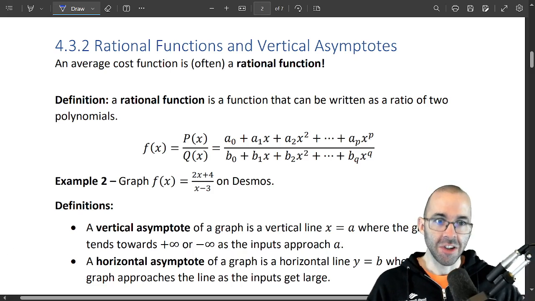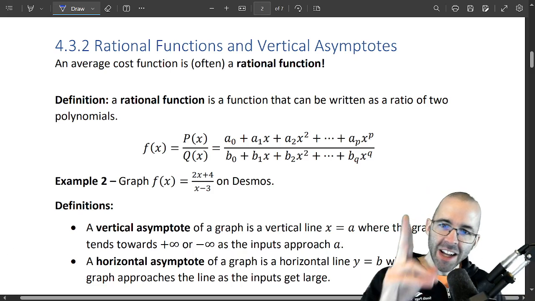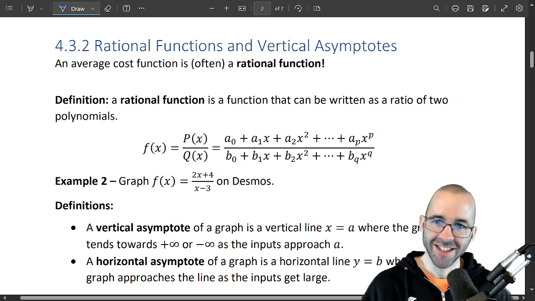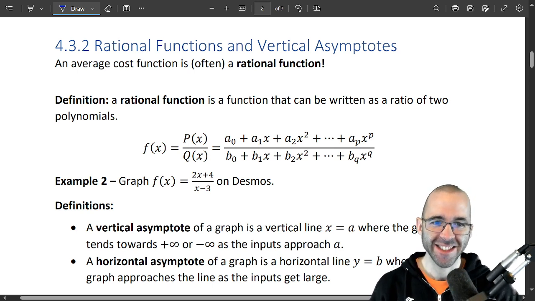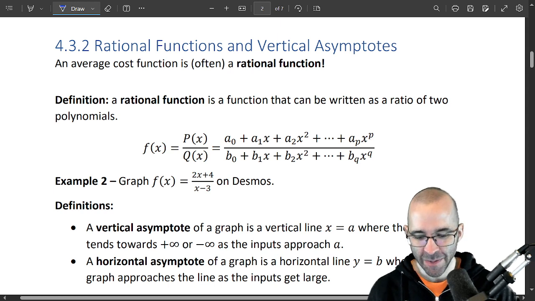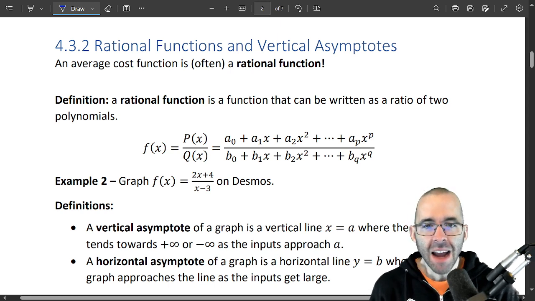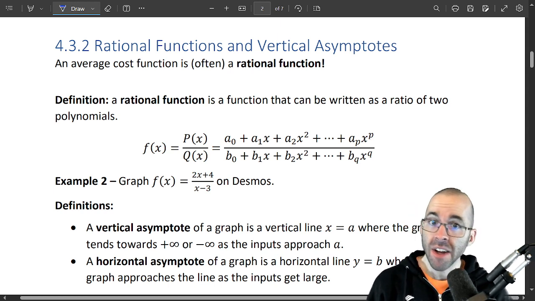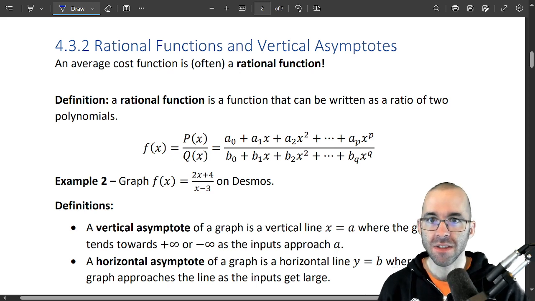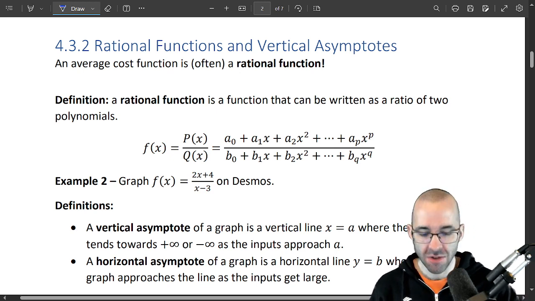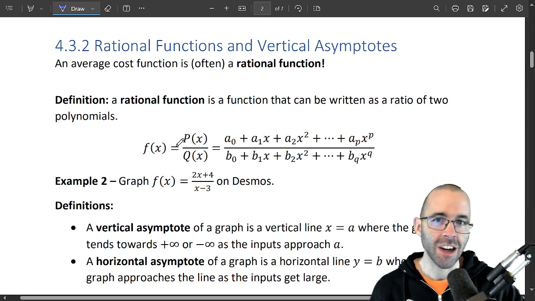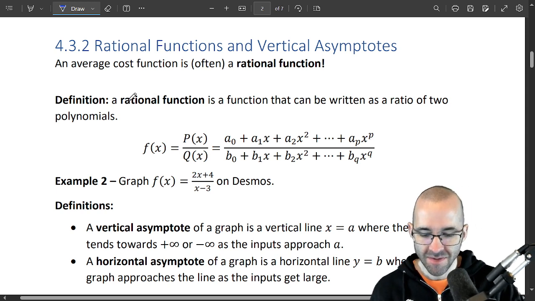All right. There's a lot of definitions here, but my claim is they're not as bad as it looks. It's easy for a math professor to say, right? But let's see what it looks like. So an average cost function, a lot of times, is a rational function or can be modeled by a rational function. So let's actually start talking about what is a rational function.